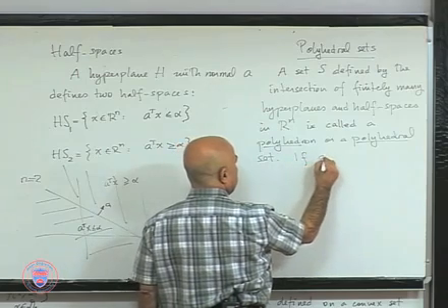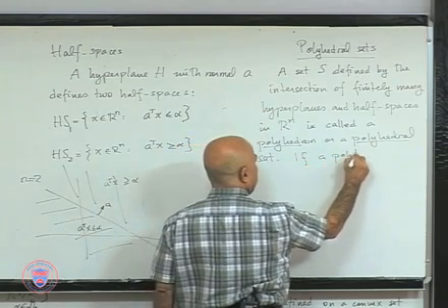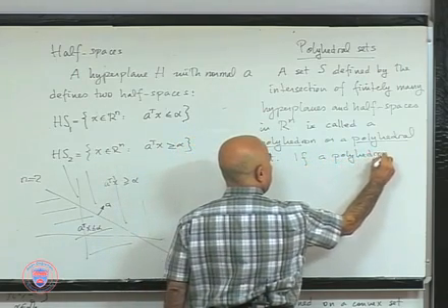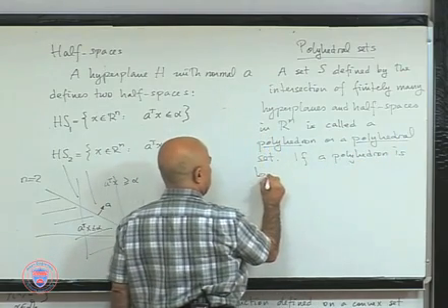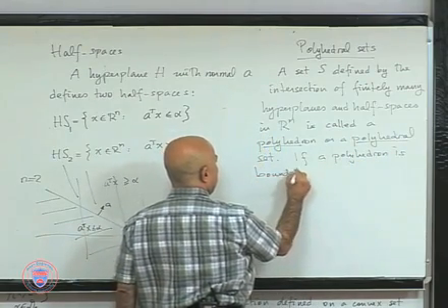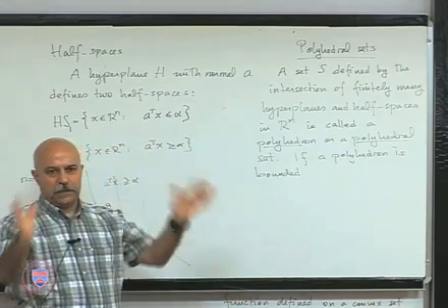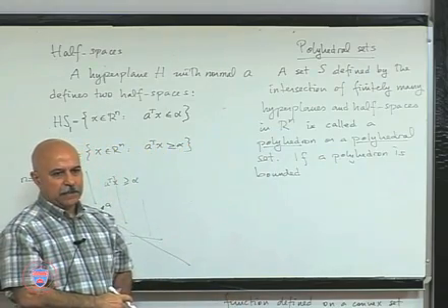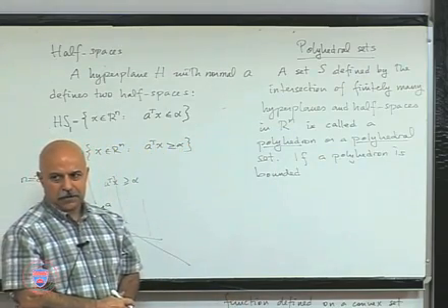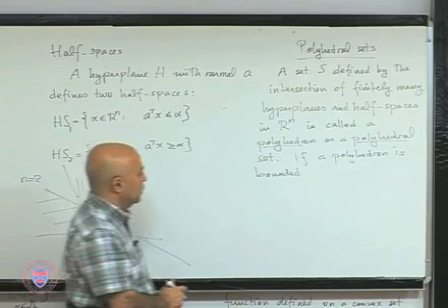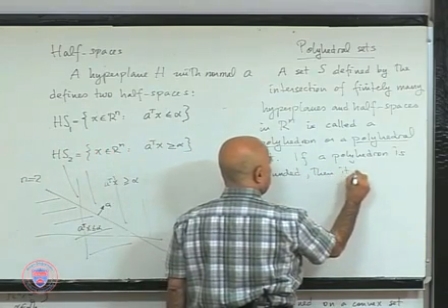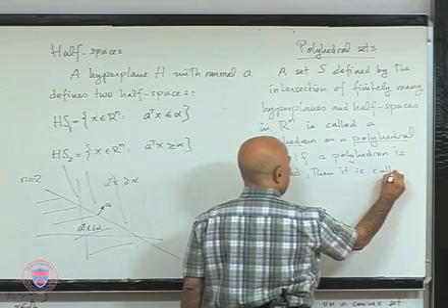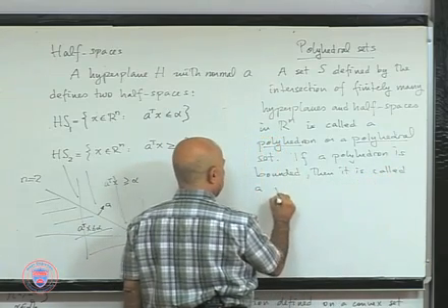If a polyhedron is bounded, meaning that it can be contained within a sphere of finite radius, then it is called a polytope.